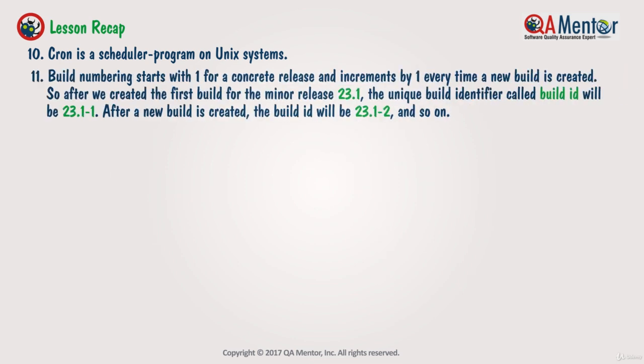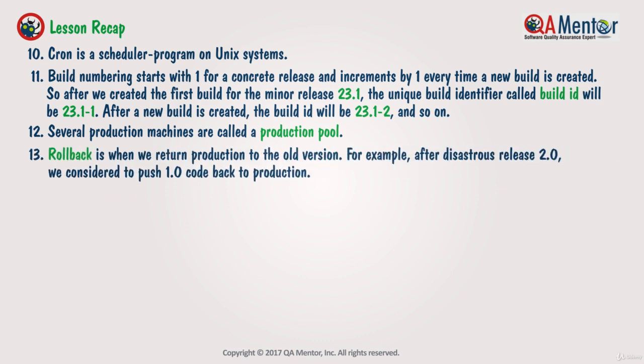11. Build numbering starts with 1 for a concrete release and increments by 1 every time a new build is created. So after we created the first build for the minor release 23.1, the unique build identifier called build ID will be 23.1-1. After a new build is created, the build ID will be 23.1-2, and so on. 12. Several production machines are called a production pool. 13. Rollback is when we return production to the old version. For example, after disastrous release 2.0, we considered to push 1.0 code back to production.